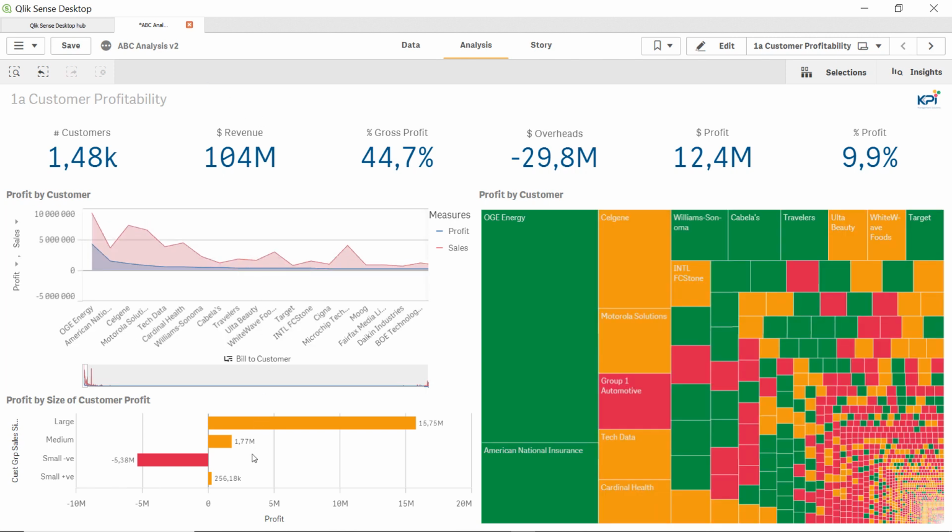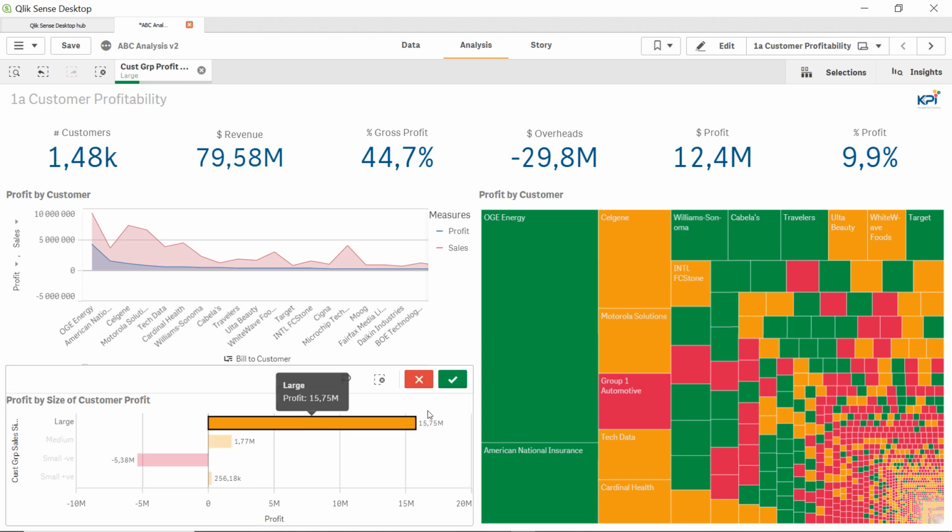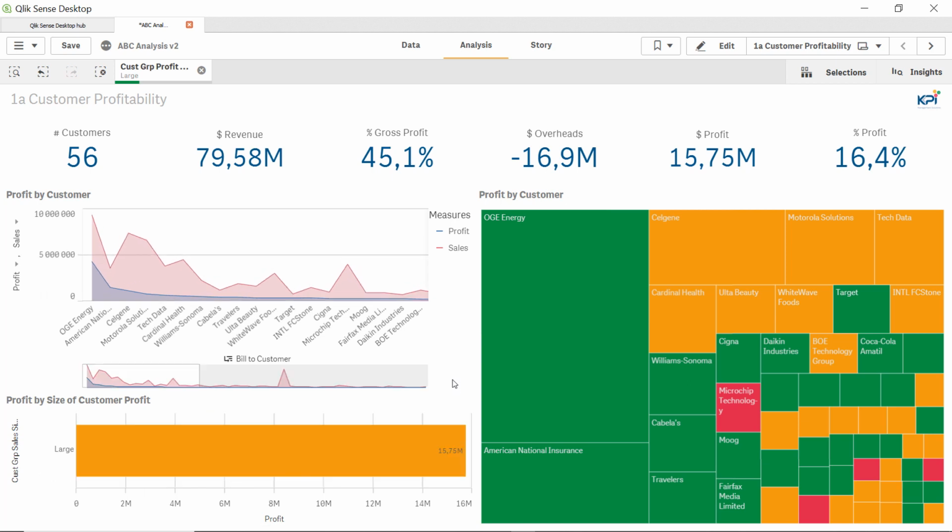This graph at the bottom over here, what we've done is we've grouped customers who are making large profits in monetary terms, medium, negative, and small. So if you watch this number over here, 12.4 million, and I click on large customers, I've taken the data from 1,400 odd customers down to 56 customers. GPs look more or less the same, but look how the profit has jumped up from 12.4 million to 15.75 million. And the percentage profit has moved from 9.9% to 16.4%.